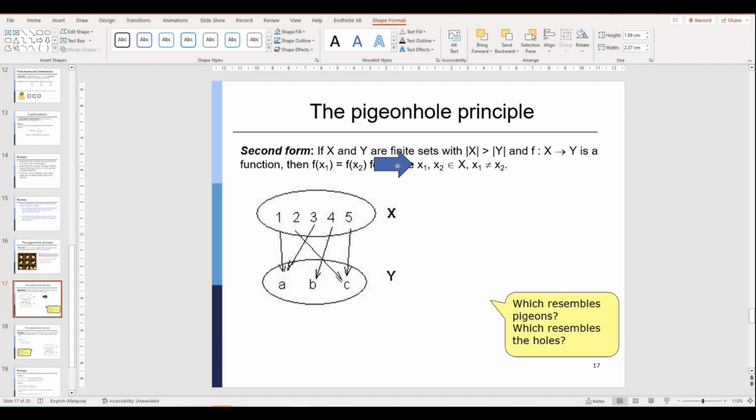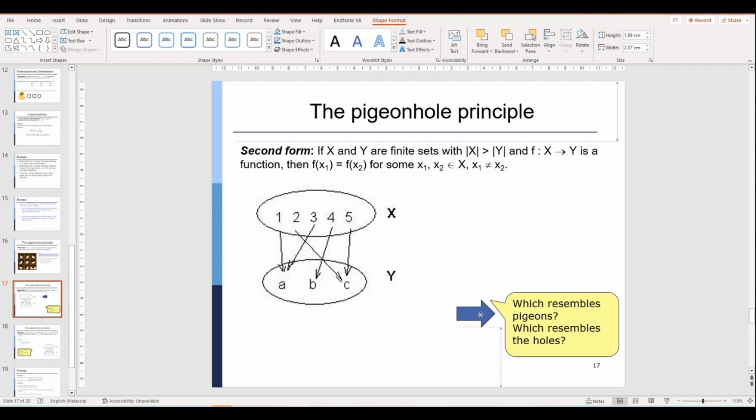Please follow how I read this, whereby both elements are not the same. So this is the second form of how you can write the pigeonhole principle. When does this occur? This occurs when there is a mapping from a bigger domain to a smaller codomain.